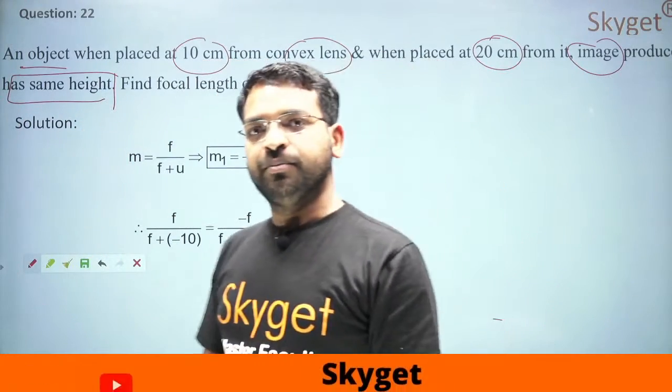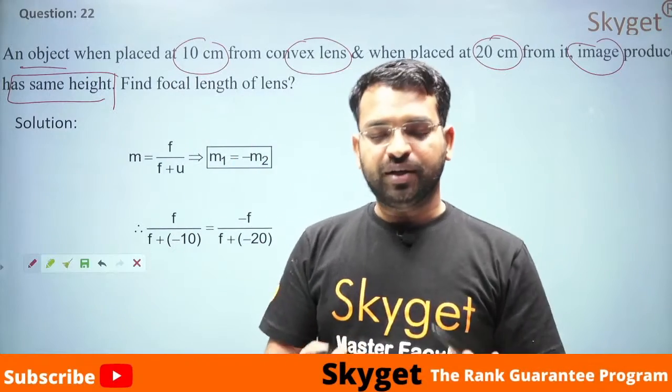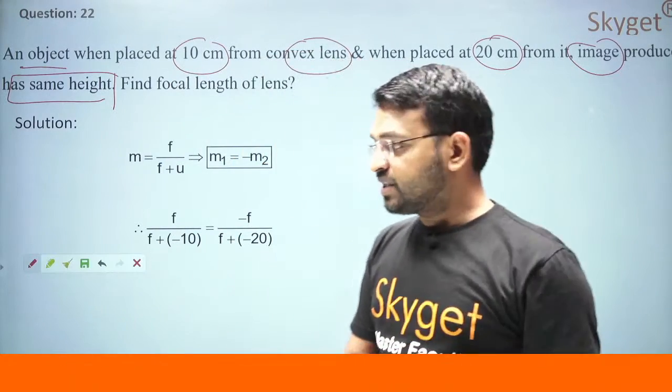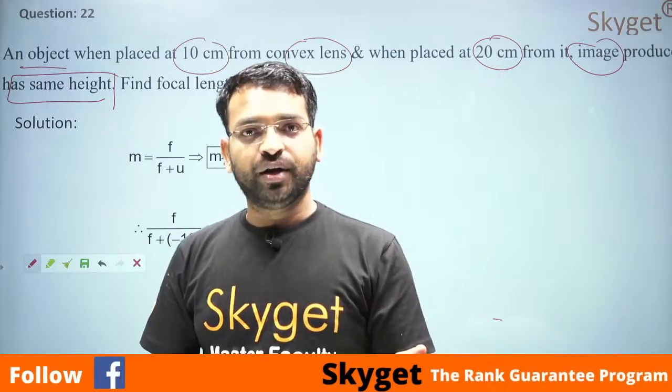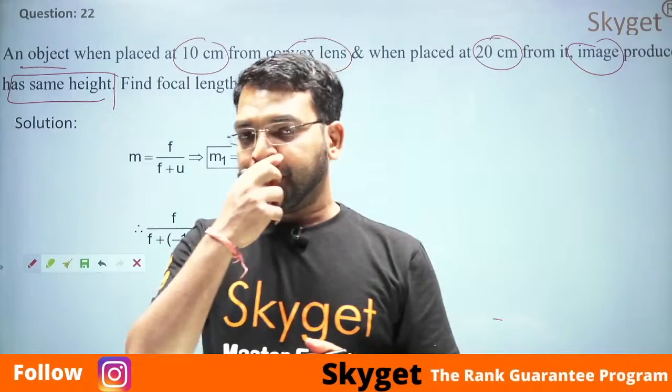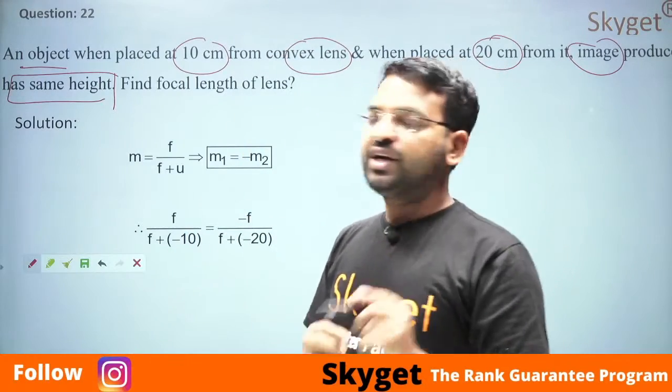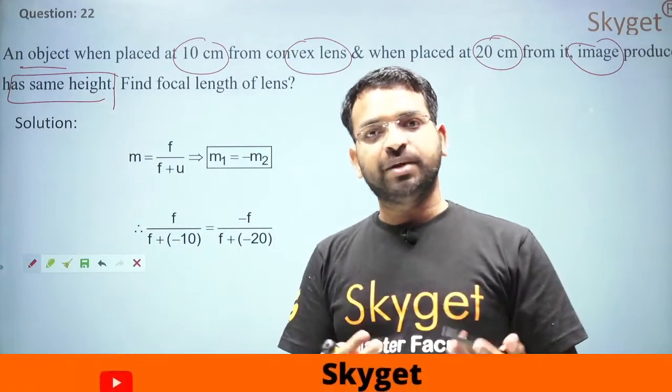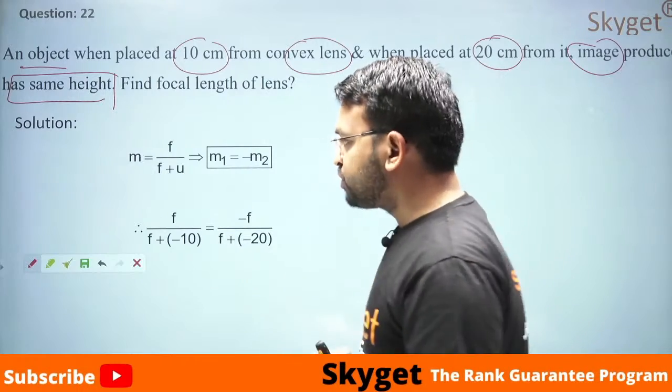Now the question can come: when is this kind of case possible? In this case they are not telling whether the image is inverted or in the same phase. They have only given one detail, that both of them have the same height. So is it possible to have the same height?